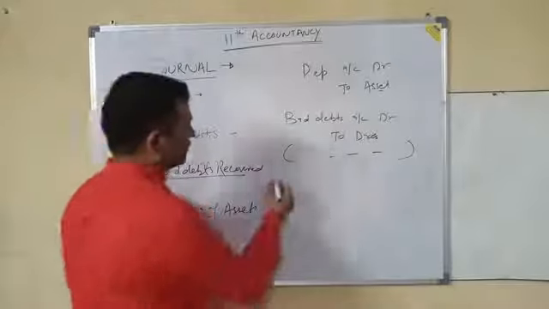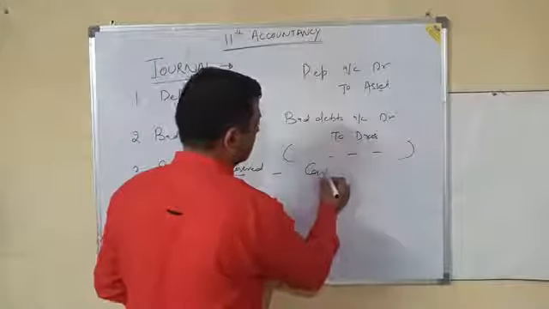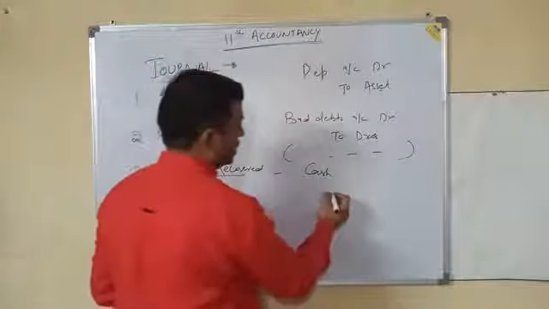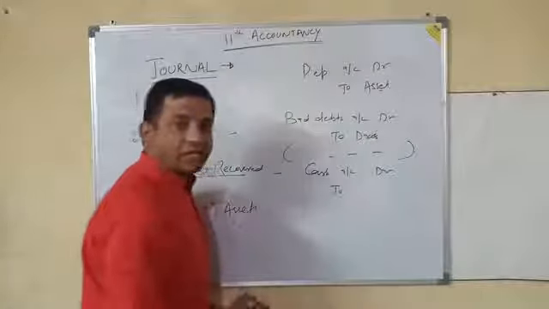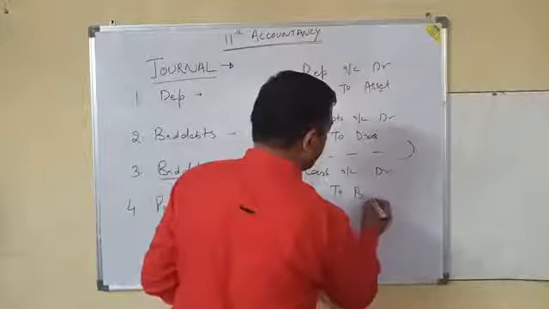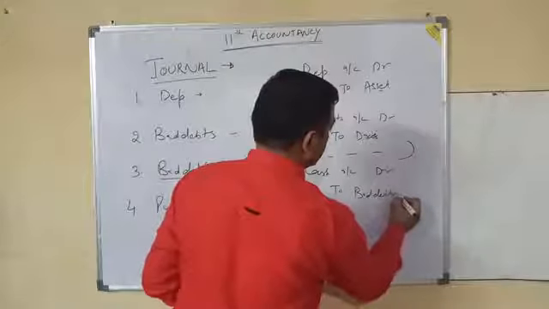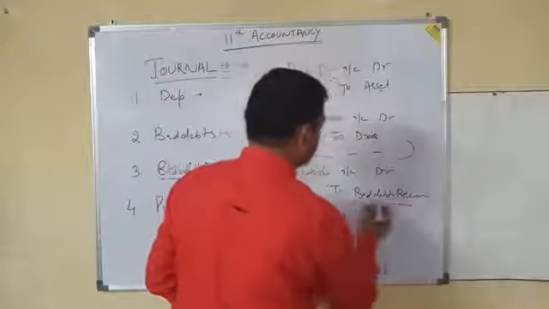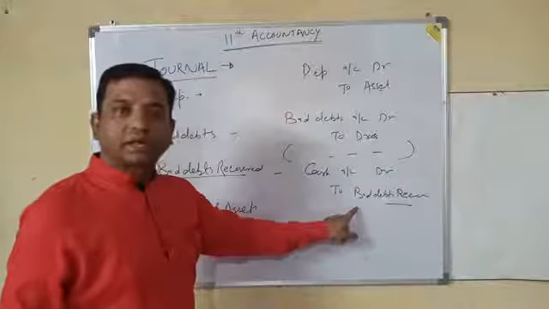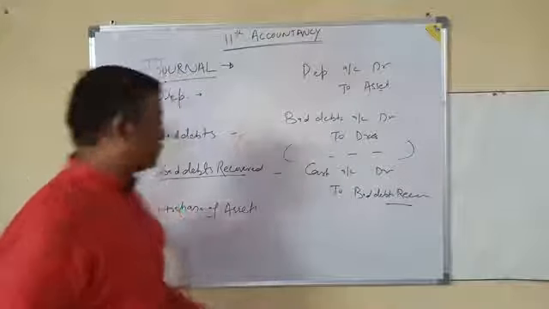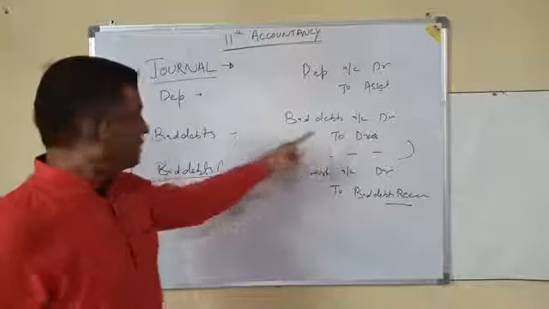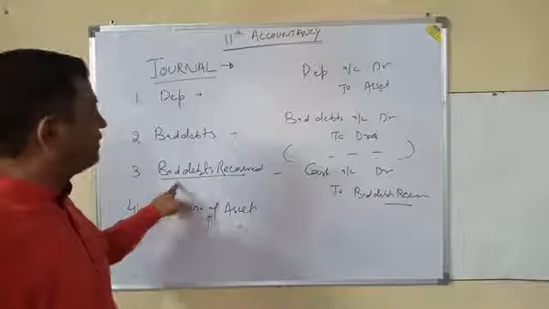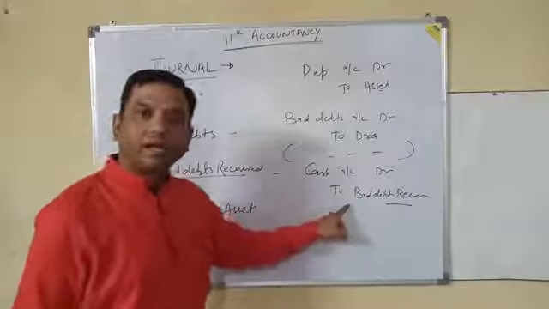And the entry for that will be cash account debit. If he is paying in cash, cash account debit. If he is paying by check, bank account debit. Cash account debited to bad debts recovered. Why bad debts recovered? Because bad debt recovered is our income, and income will be credited. So whenever there are bad debts, bad debts account debited to debtors, and whenever there is bad debt recovered, cash account debited to bad debt recovered.